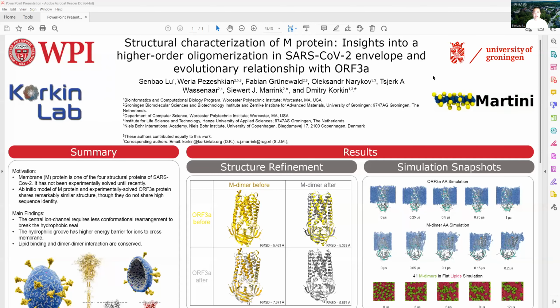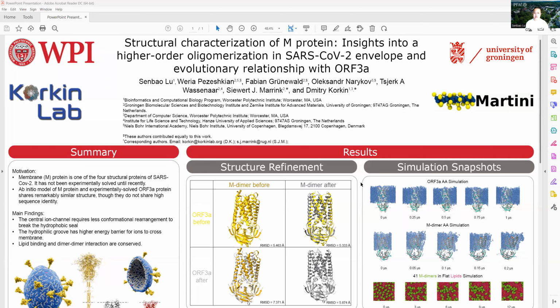Hello, I'm presenting our poster, Structural Characterization of M protein, Insight into a Higher Order Oligomerization in SARS-CoV-2 Envelope and Evolutionary Relationship with ORF3a. This work is done in collaboration between Crocker Lab from Worcester Polytechnic Institute, where I'm a PhD student, and the Martini Group from University of Groningen, Netherlands.